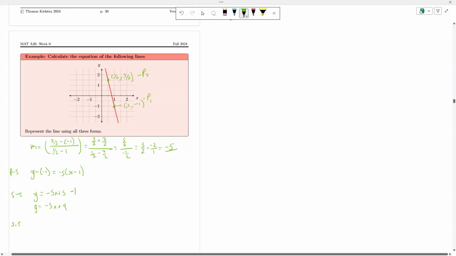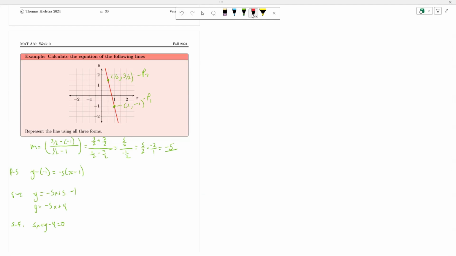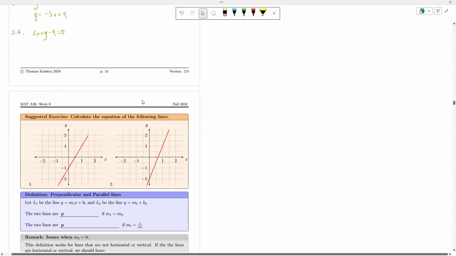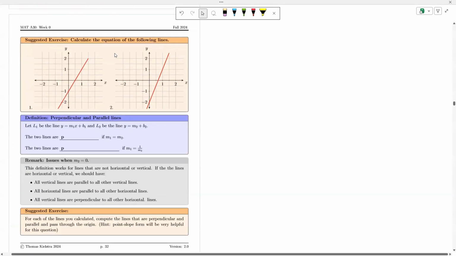Now, if I'm going to go to standard form, I'm going to bring everything over, which gives me 5x plus y minus 4 equals 0. I have my standard form. Here, I find this is the easiest way to get an equation for the line. And then to get your other forms, it's simply manipulating your function. As a suggested exercise, calculate the equation of these lines.